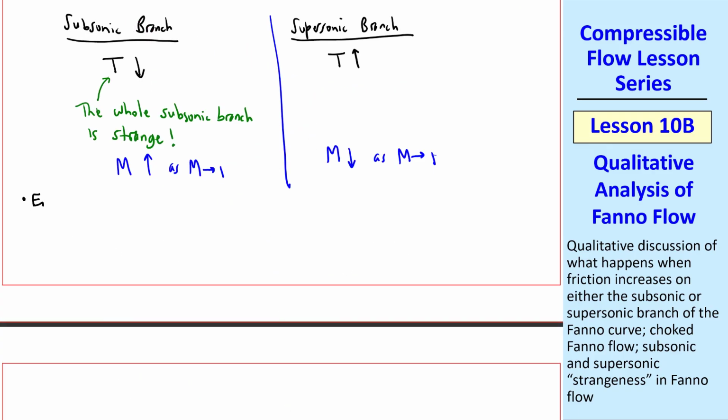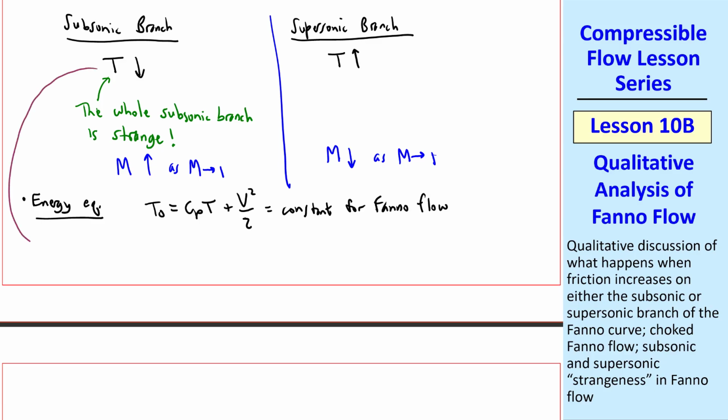Let's examine this using the energy equation, namely that T naught is CpT plus V squared over 2, which is a constant for Fanno flow. So in this subsonic branch, as T goes down, V must go up so that the sum of these two terms remains constant. And in the supersonic branch, we have the opposite effect. Temperature goes up, so speed V must go down.